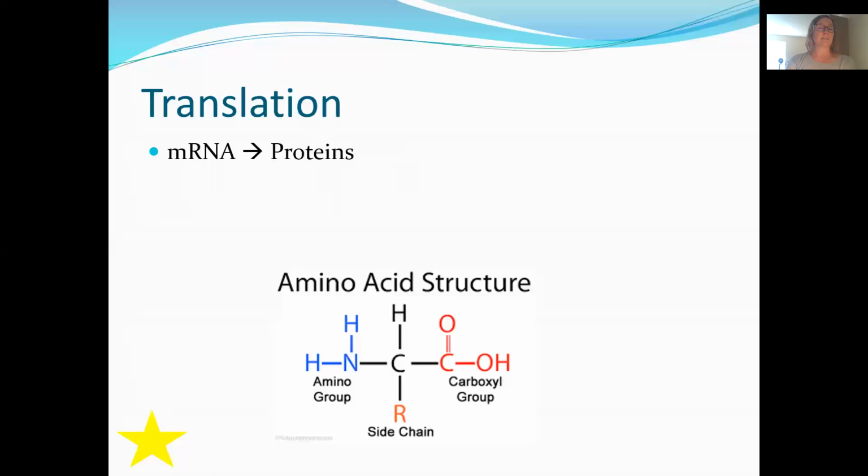All right, moving on to the next process, and this was a good time to pause if you need a little break. But the next process is called translation. So now we're going from mRNA, specifically mRNA, to proteins.